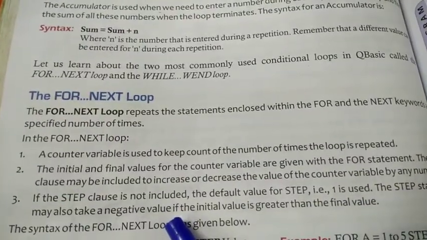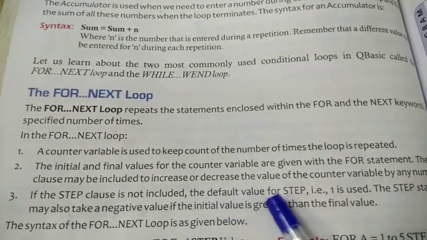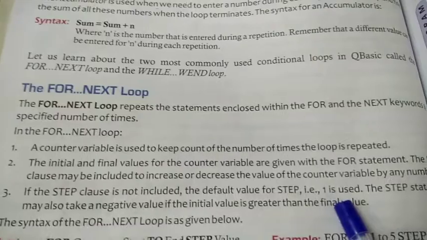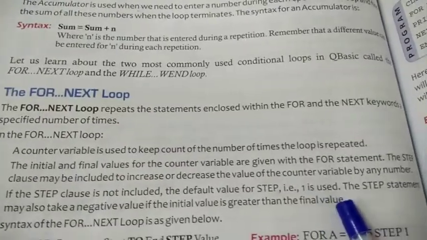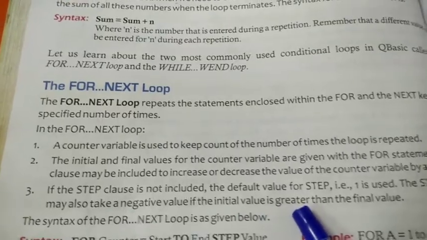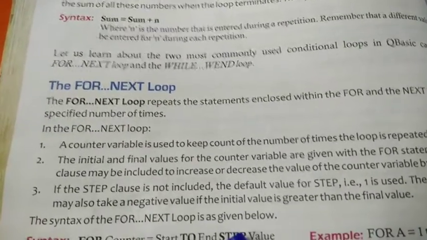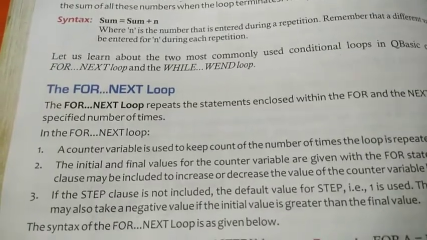Third, if the STEP clause is not included, the default value for step is 1. For example, first, we use this STEP statement. We can also take a negative value if the initial value is greater than the final value. So the syntax for the FOR NEXT loop is as given below.